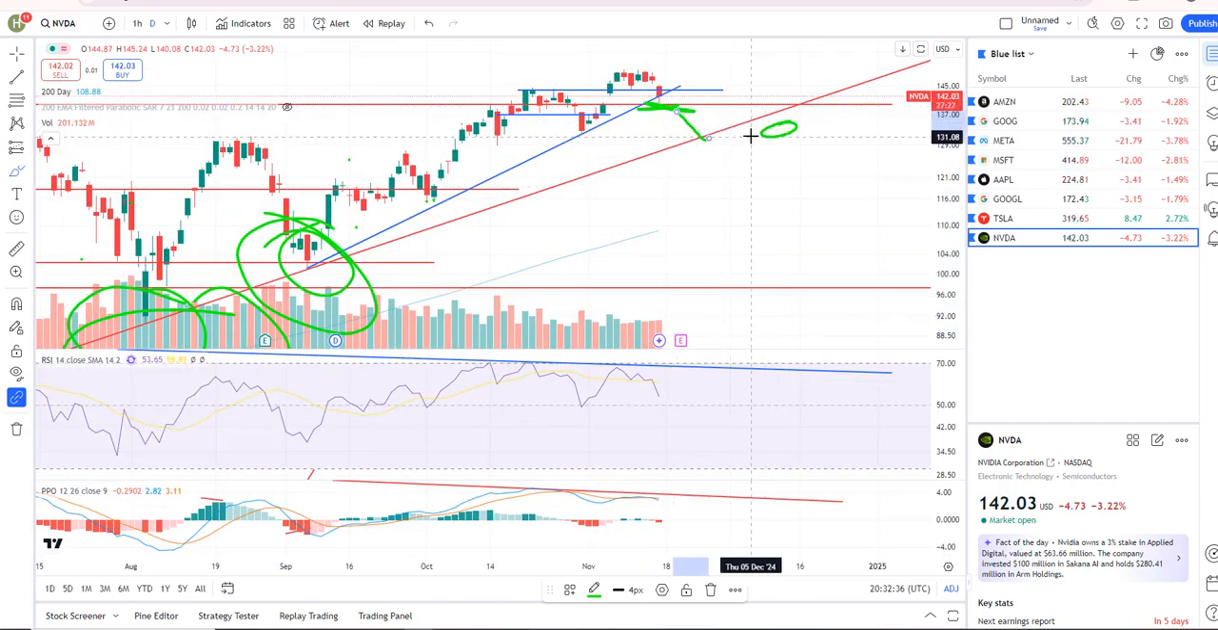And so a break of that, we should head down there. And then ultimately, we're still looking for a break of that trend line. Very key. The triple Qs is not going to go lower until we break that long-term trend line on NVIDIA.